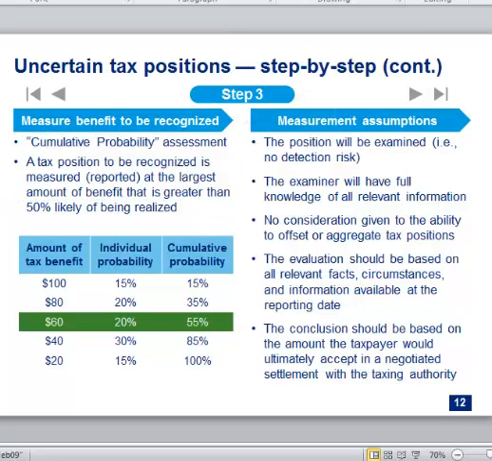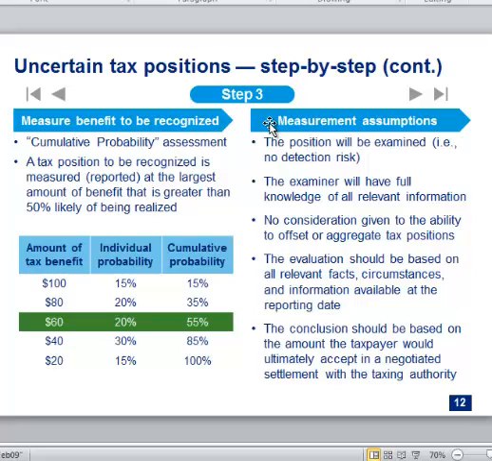I think before FIN 48, if you asked somebody what the definition of cumulative probability was, most people wouldn't really know what you're talking about. But FIN 48 kind of put that term on the map for tax accountants. And the best way to explain it is by looking at an example, which is what the table at the bottom left is for.